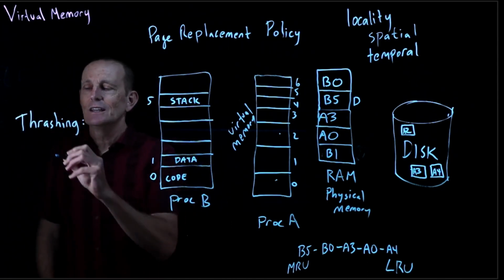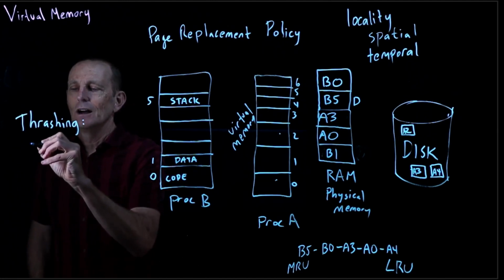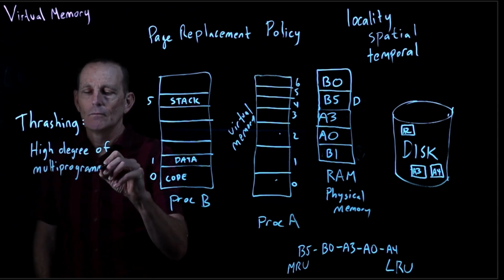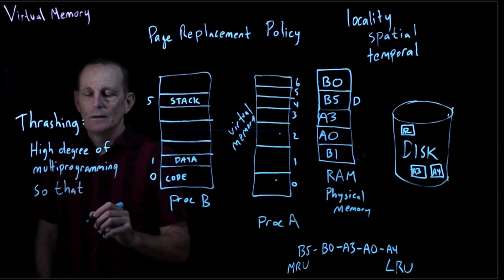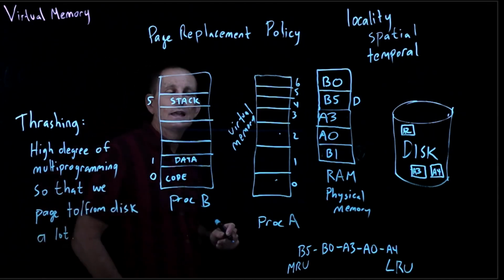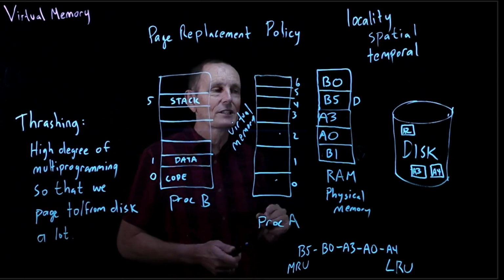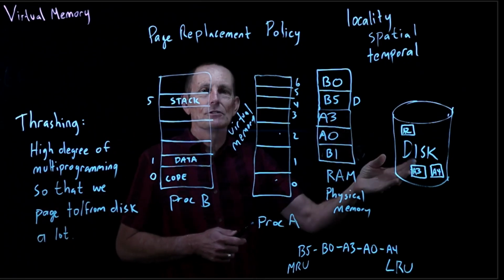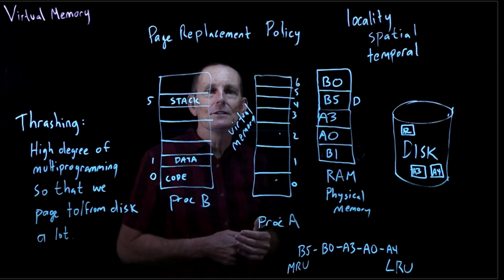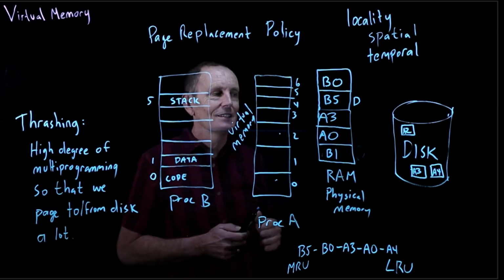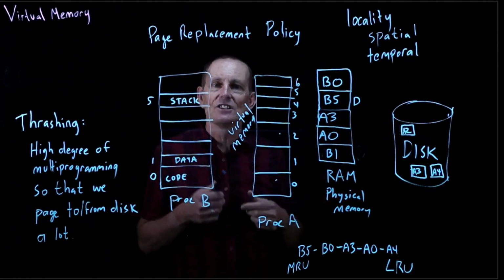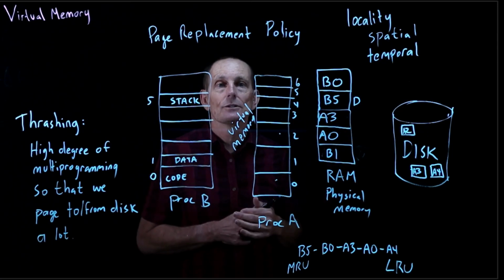So thrashing is when we have a high degree of multiprogramming, so that we spend more time writing and reading pages from the disk than we do getting useful work done. The way you can tell that is that you suddenly get lots of disk I/O, and you're just not getting much work done. Things sort of slow to a halt.